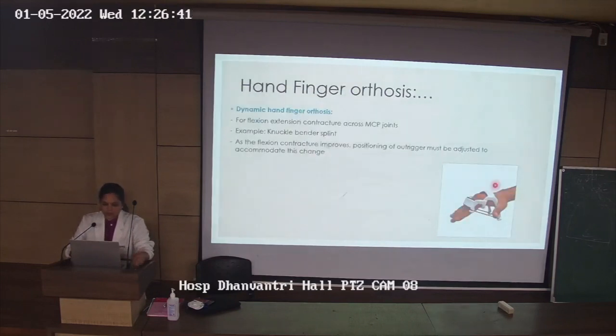Then the dynamic hand-finger orthosis for extension and flexion contracture across the metacarpophalangeal joints. It's known as the knuckle bender splint because these are the knuckles and this splint is bending the knuckles. That's why its name is knuckle bender splint. As the flexion contracture improves, the position of the outrigger, that is this cord, and sometimes we also have a spring here, can be adjusted to accommodate this change in the range of motion.